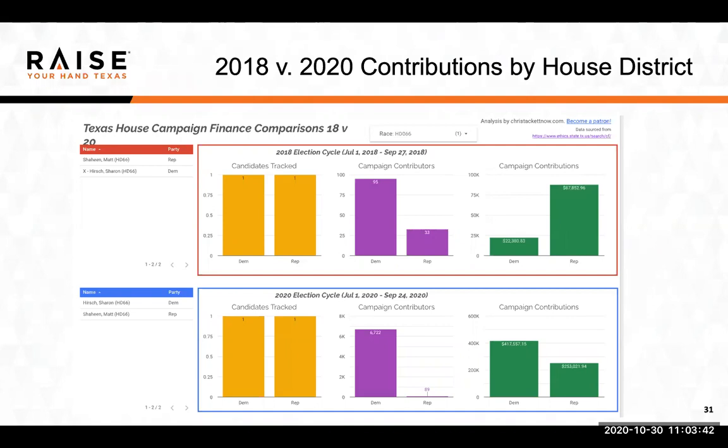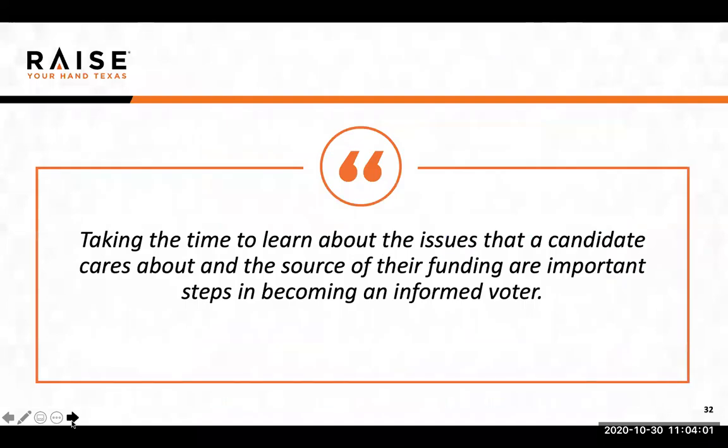So all of these charts help one to understand the relation, how all of the data comes together to create information so that you can compare and contrast and learn. If you take the time to learn about the issues that a candidate cares about and the source of their funding, both of those together are very important steps in becoming an informed voter.